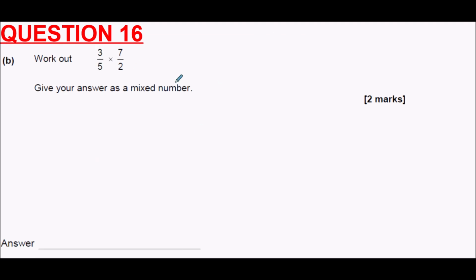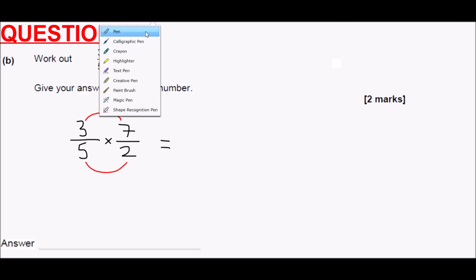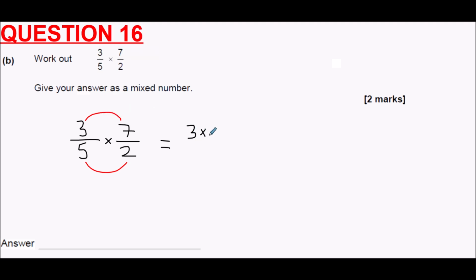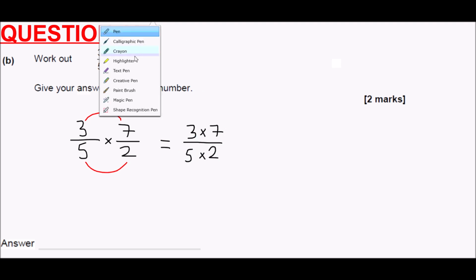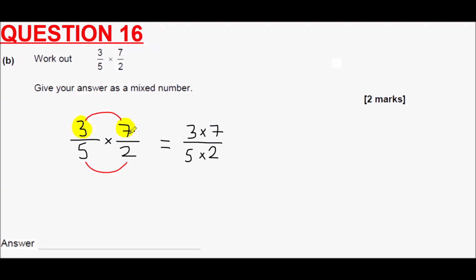Part B, work out 3/5 multiplied by 7 over 2, give your answer as a mixed number. So if we're multiplying two fractions together, the process is pretty straightforward. All you do, multiply the tops, multiply the bottoms. And so 3 times 7, and the bottom, 5 times 2. So that's all you really do. Look for tops, top times tops, look at the bottoms, bottom times bottom. 3 times 7 is 21, 5 times 2 is 10.